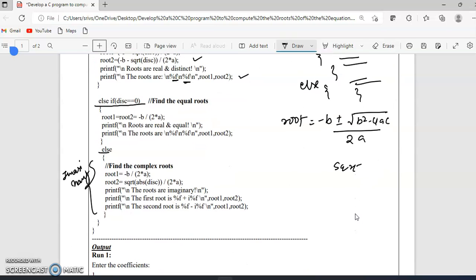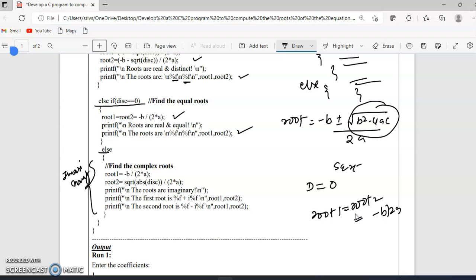Okay, and then the second condition is, if suppose roots are not real and distinct, if disc is equal to 0, then roots will be same. So root 1 is equal to root 2 both. So this whole thing will become 0. When d is equal to 0, the whole thing will become 0. So my root 1 and root 2 both will be what? Minus b upon 2a only. So that's what we are calculating here, and we are going to print that.